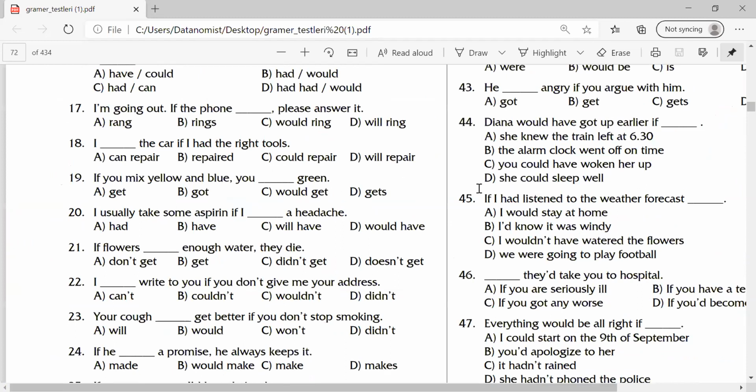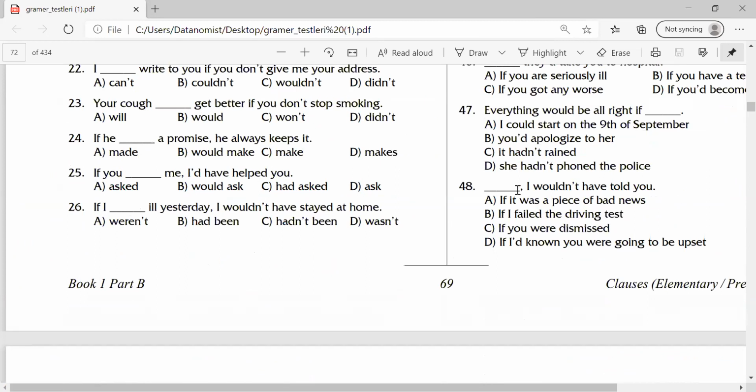Now I will move to the 48th one. I wouldn't have told you. So these fellows are asking us to fill the blank with a complete condition. My clue is wouldn't have plus V3. So this is type 3. So I want had plus V3. If plus had plus V3. If it was, if I fail, if you were, if I had known, this is the answer. If I had known you were going to be upset, I wouldn't have told you.